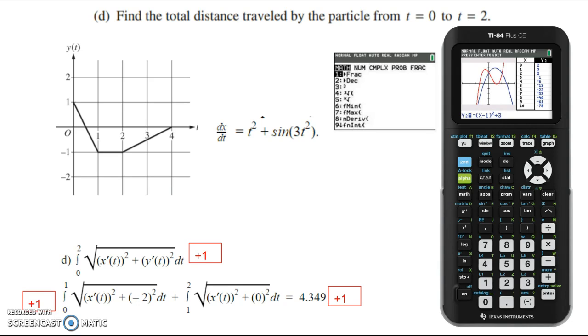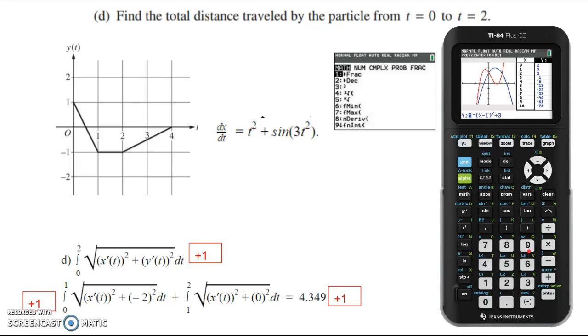The integral from 0 to 2 has been split into two integrals from 0 to 1 and 1 to 2, because if you look at the graph of y of t, it's not differentiable at t equals 1. Looking at the graph of y prime of t from 0 to 1, the derivative is negative 2. From 1 to 2, y prime of t is 0, so you would plug that in. Now, using your calculator, you can plug in x prime of t, which was given in the function, to find the integral. On the TI-84, you press the math button and hit 9 to do the integral.